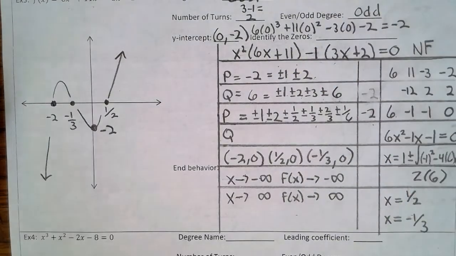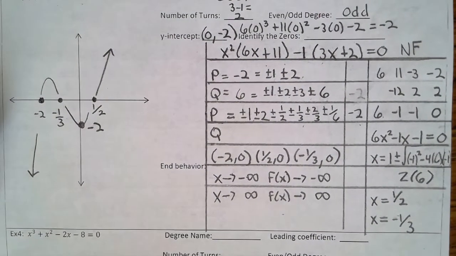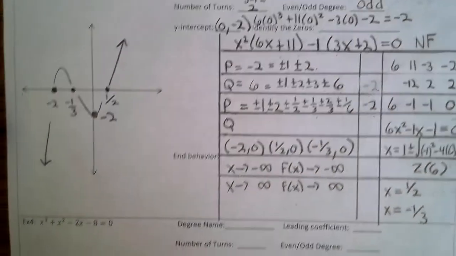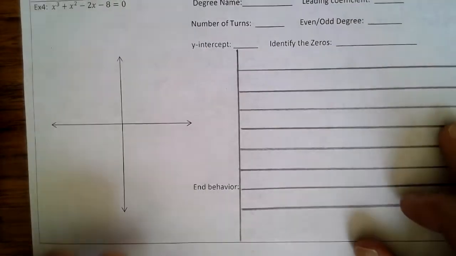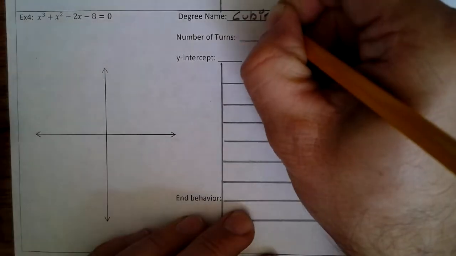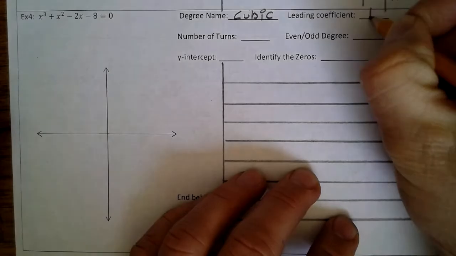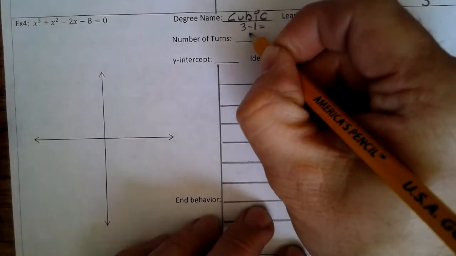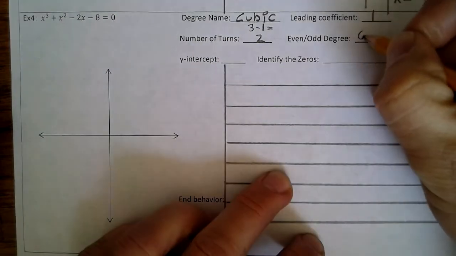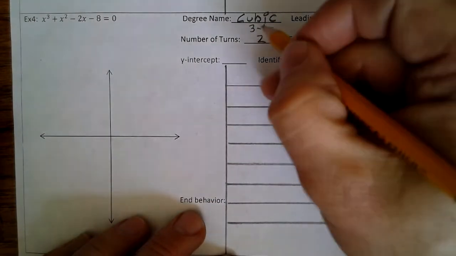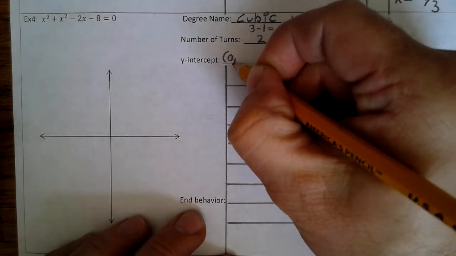All right, degree name is cubic. Leading coefficient is 1. Number of turns is 3 minus 1, which equals 2. It's an odd degree. The y-intercept is 0, so we need to substitute 0 in for x. So that's 0 cubed plus 0 squared minus 2 times 0 minus 8 equals negative 8.